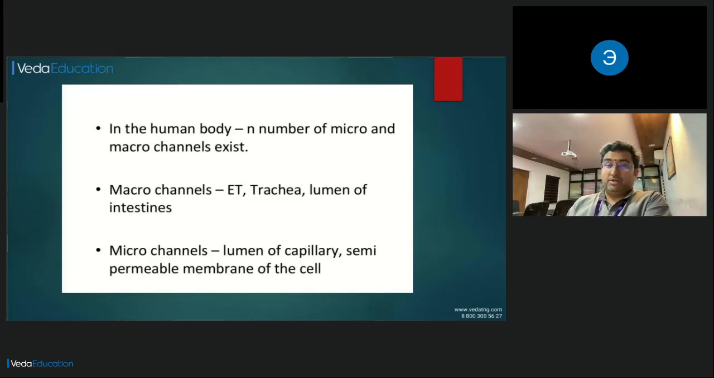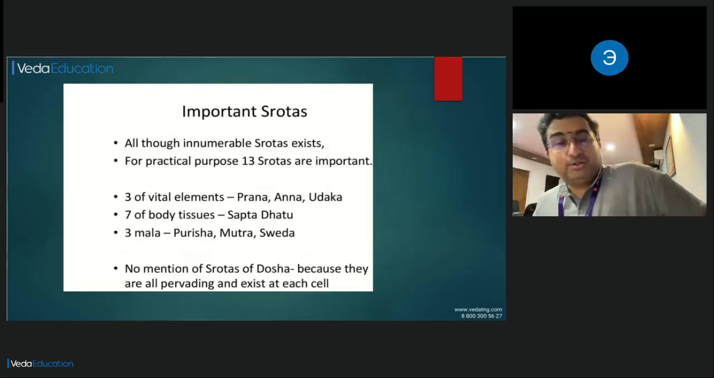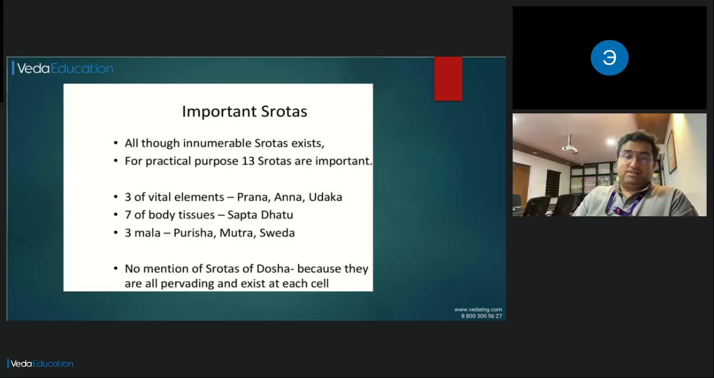While describing heart function and physiology, people speak about calcium channels, sodium channels, potassium channels, and like that. And those channels we cannot see. So considering all those things, we can say that the Srotas are innumerable in the body. But for practical purposes and functionality, Ayurveda majorly classified 13 Srotas. Those are the three vital elements, that is prana, udaka, anna. Three important things become their own Srotasas. So food, water and air, the very basic necessities, have their own channels.